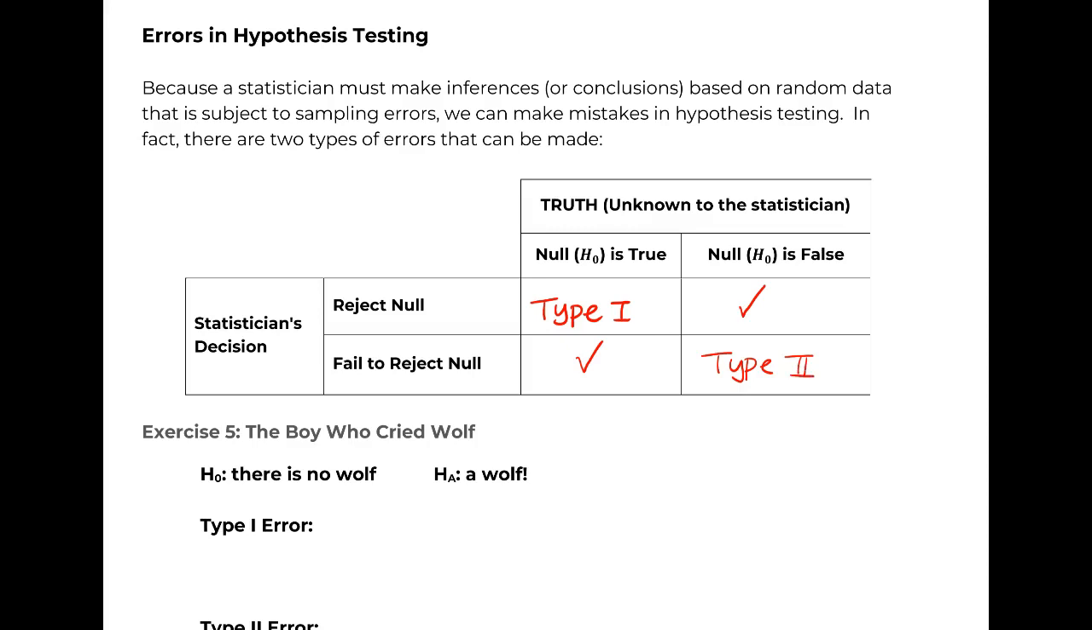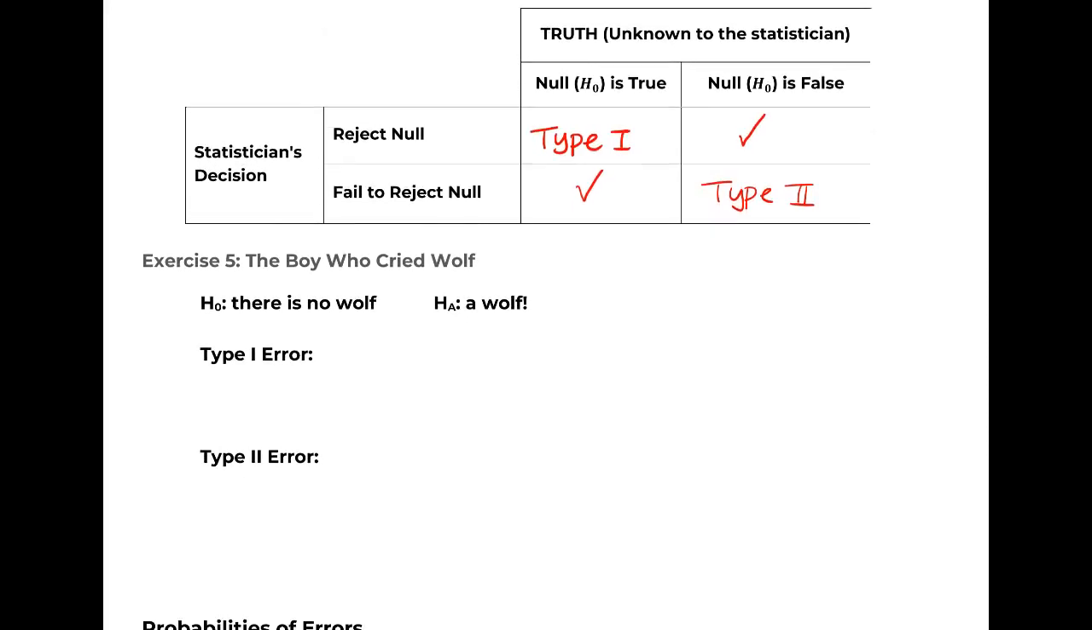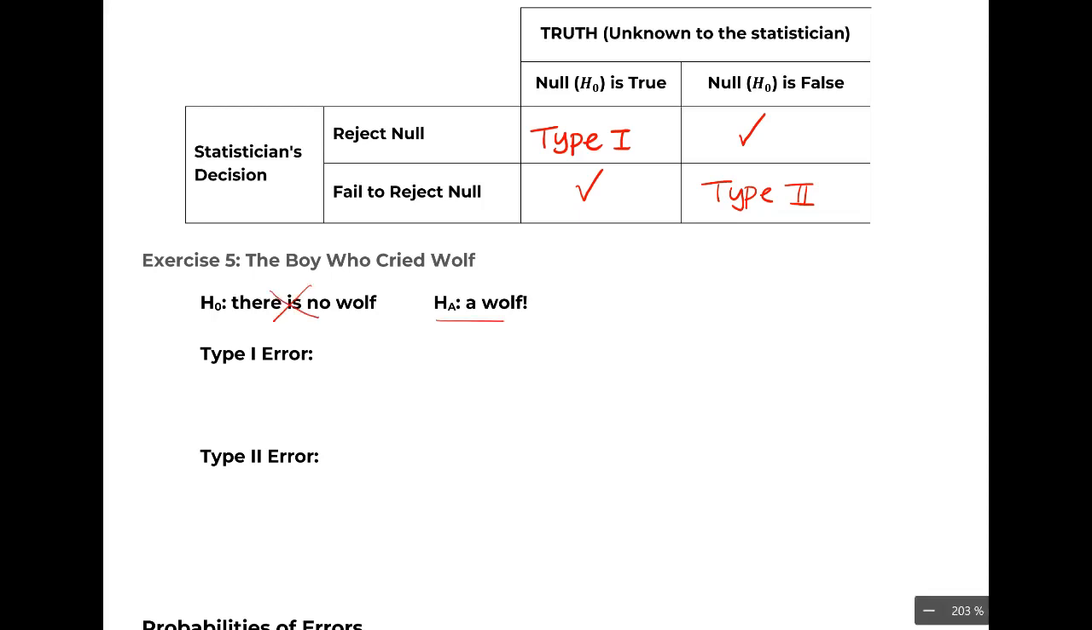This is a question I love to ask on the exam, specifically, what are these errors in context? So I have an exercise here about the boy who cried wolf. The null hypothesis, what all the villagers assumed, was that there is no wolf. Provided enough evidence, i.e. a boy screaming, they may conclude that they can reject that there is no wolf and actually there is a wolf.